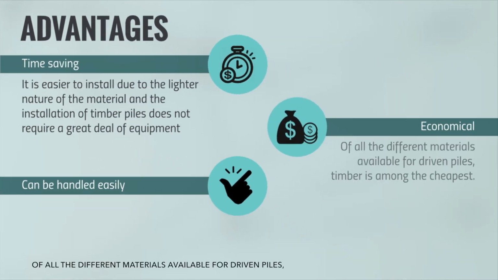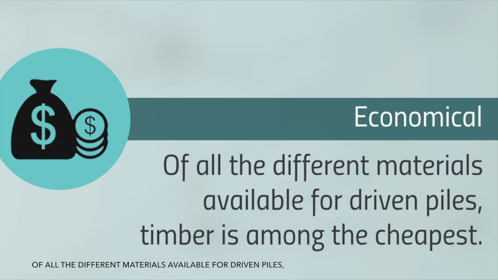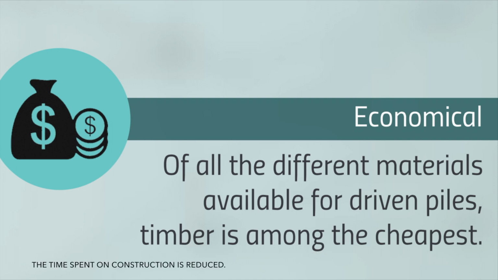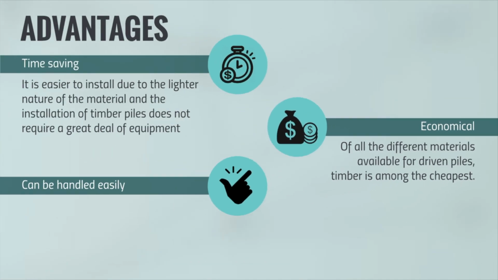Next, economical. Of all the different materials available for driven piles, timber is among the cheapest. Since timber piles are able to be put into the ground in a faster manner than driven piles made of other materials, the time spent on construction is reduced. Thus, it can save money on the cost of construction, and also it might help to save some money in other ways too. Since it cannot always be used in the construction of heavier facilities that require the support of more solid materials, timbers tend to be more affordable compared to others.